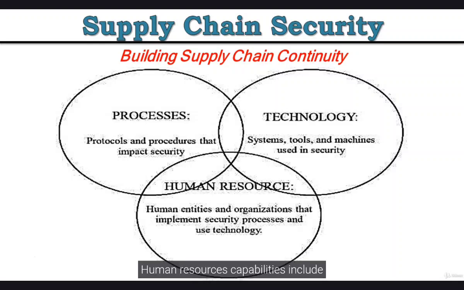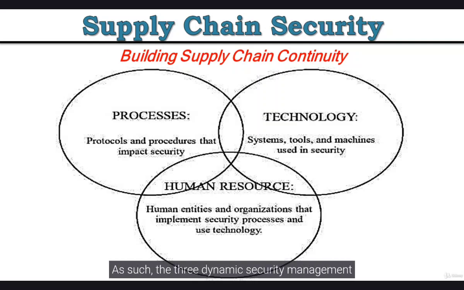Human resources capabilities include organizational leadership, all of the organization's employees, suppliers, as well as government agencies responsible for putting into place programs that require security compliance. Building continuity into the future requires a comprehensive and holistic solution that is integrated across the enterprise and between end entities of the supply chain.